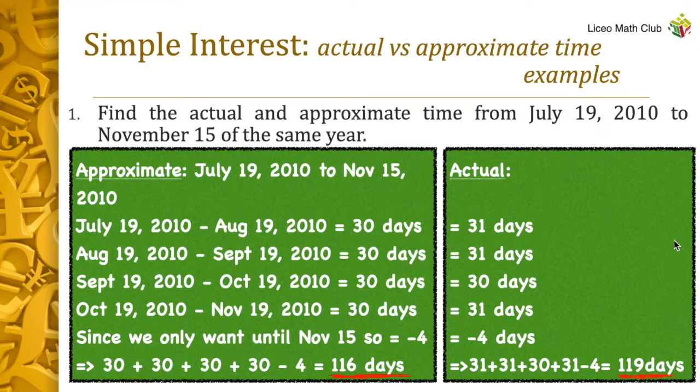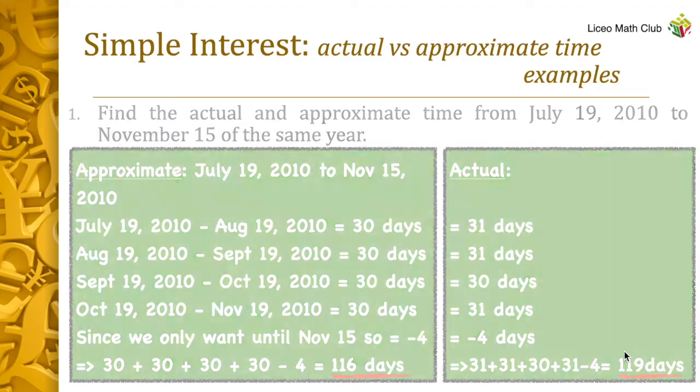So we can see that in actual time, it has more time compared to the approximate, since we're counting 31s. Okay, we're counting 31s of the day, so most of the time, it will be more. That's more number of days than the approximate. So again, 116 for approximate. Actual time is 119. Okay, I hope that's clear now. Let's go to number 2.